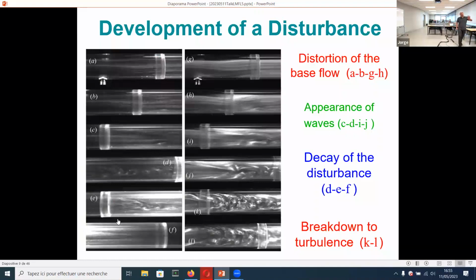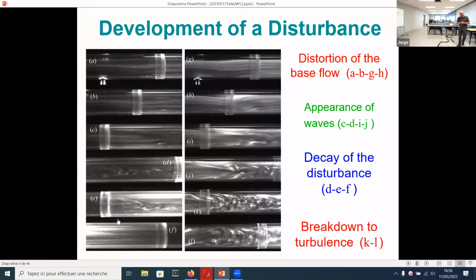Now I will explain what happens in a pipe. So let's say you have created a Poiseuille flow. You wait 200 diameters, the flow is fully established, and you want to get it turbulent. It's not so easy. If you knock on the wall, it will not get turbulent.